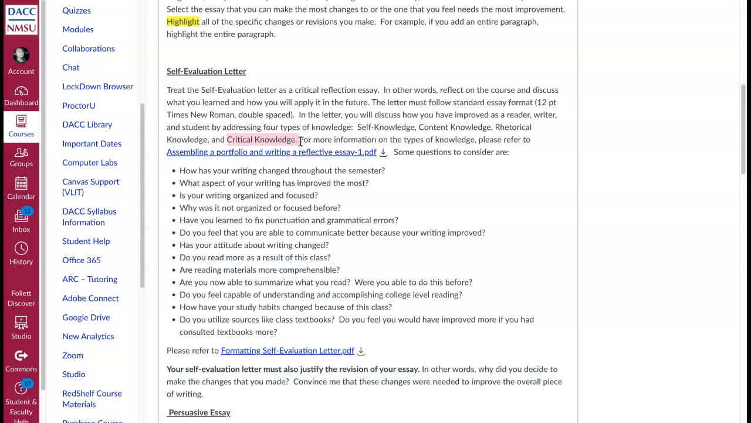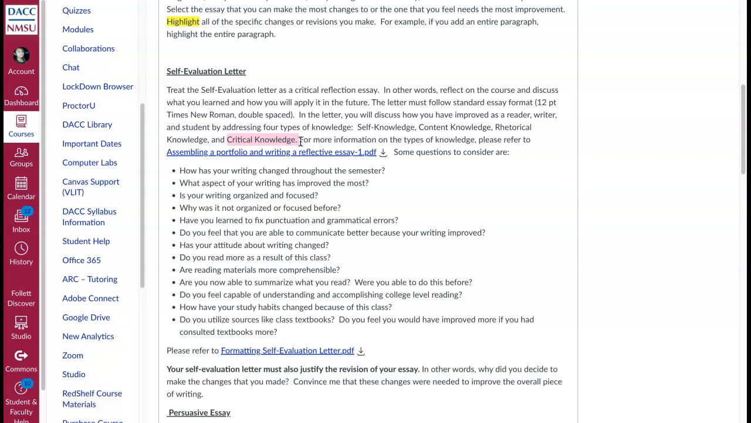The point of the letter is to talk about how you've improved, why you should pass this class, what you have learned, but it's also to think about the future, right? So maybe you'll say, now that I know what a thesis statement is, I'm ready to move on to English 1110, and I'm ready to write those types of essays. But you could also say, I'm still working on learning how to do research.